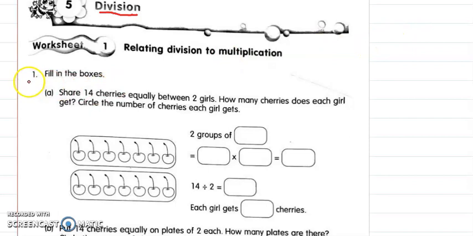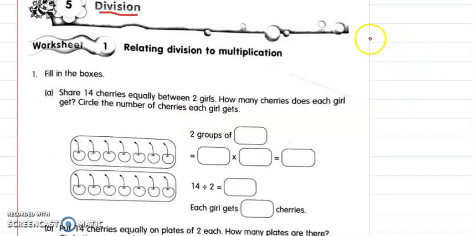For example, here on your screen you can see the question: share 14 cherries equally between two girls. How many cherries does each girl get? Then you have to circle the number of cherries each girl gets. So the total number of cherries is 14 and we need to divide it between two girls.